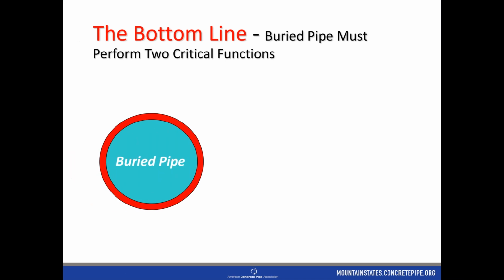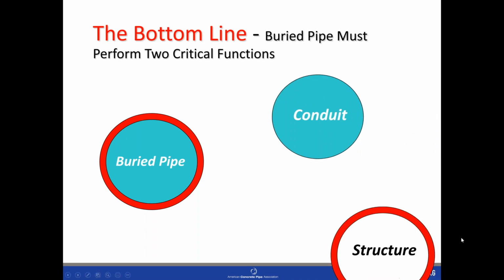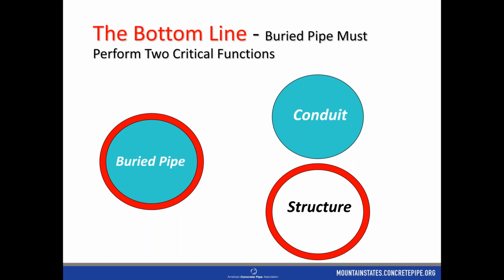This is one that I give in a lot of my presentations. I talk about what a pipe is. It has to perform two critical functions. Most of you know by now that it acts as a conduit, that it has to take the water from point A to point B in a drainage pipe, and also it acts as a structure. It has to be able to withstand a load above it or around it.